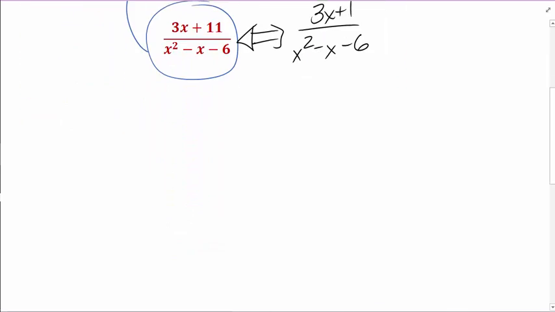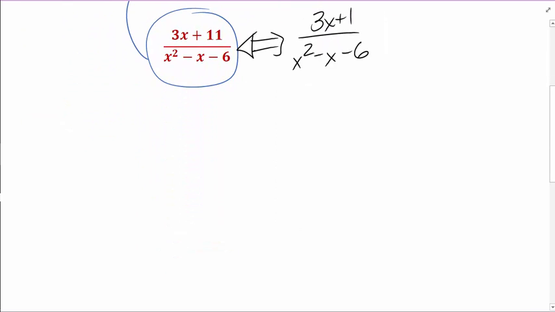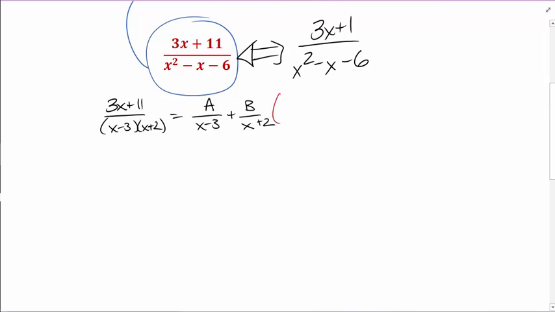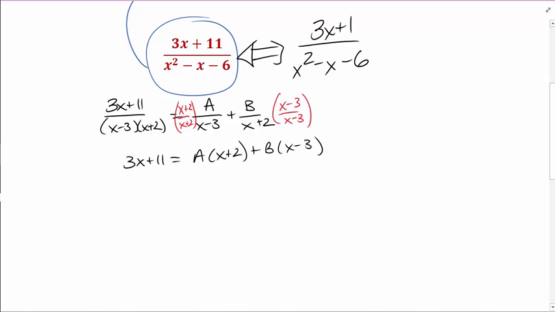We're going to start with this example. We already know the answer to this. We're just going to work backwards. The theory is that 3x plus 11 divided by x minus 3, x plus 2 must be equivalent to a over x minus 3 plus b over x plus 2. The way we're going to solve for a and b is very similar to what we already started with. We're going to multiply by x minus 3 over x minus 3, x plus 2 over x plus 2, and I will get that 3x plus 11 must be equivalent to a times x plus 2 plus b times x minus 3. The denominators are all the same, so we're going to ignore those at this point.